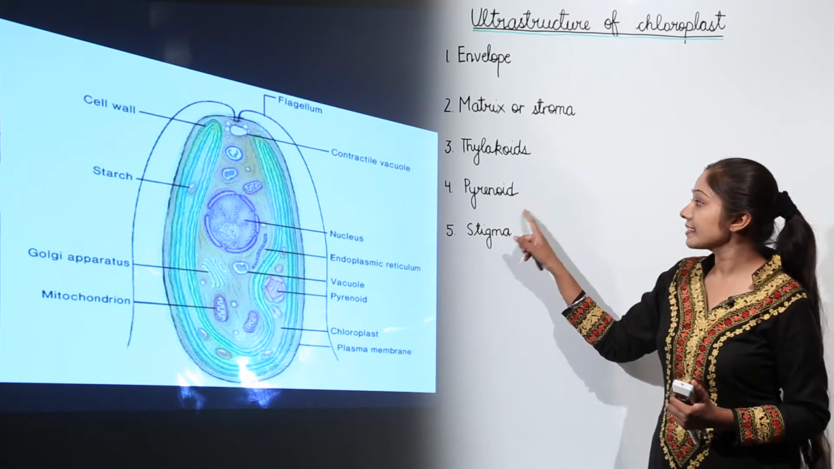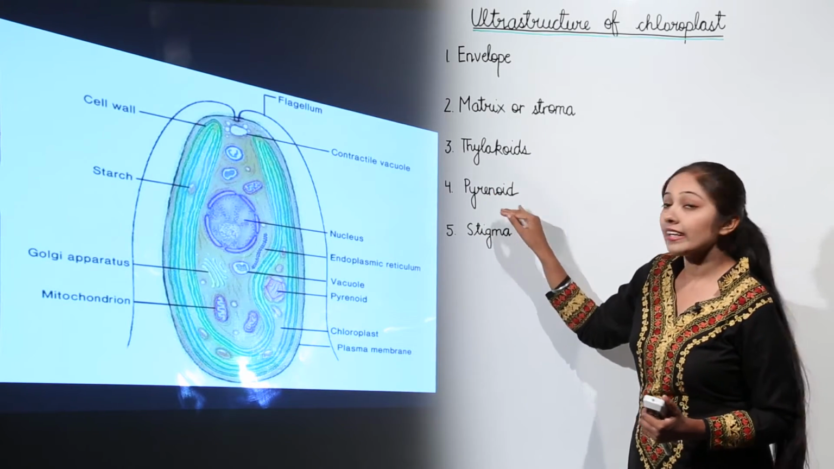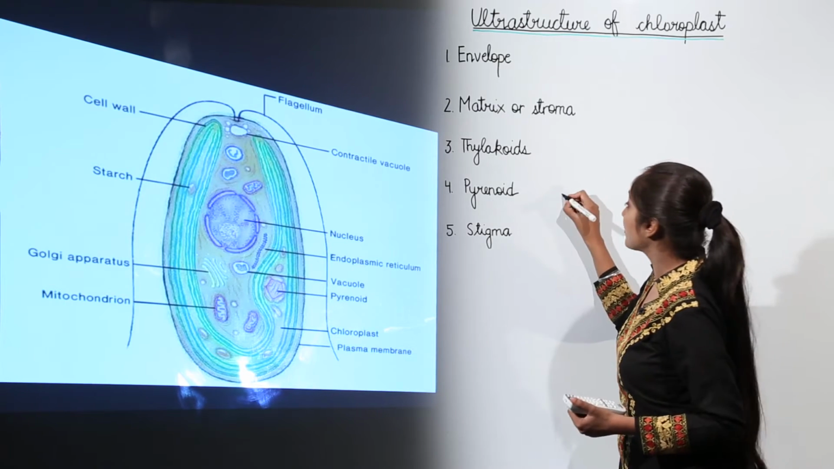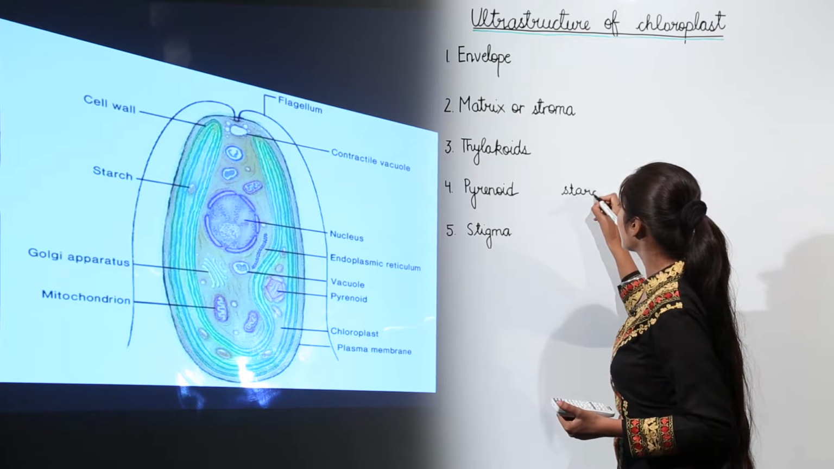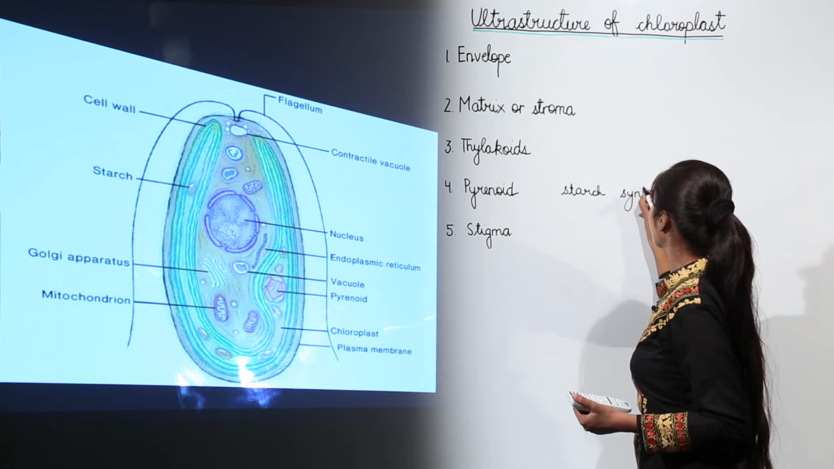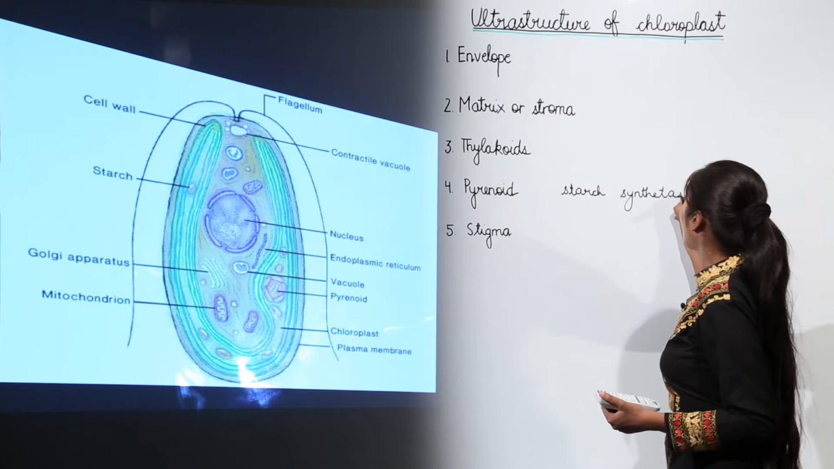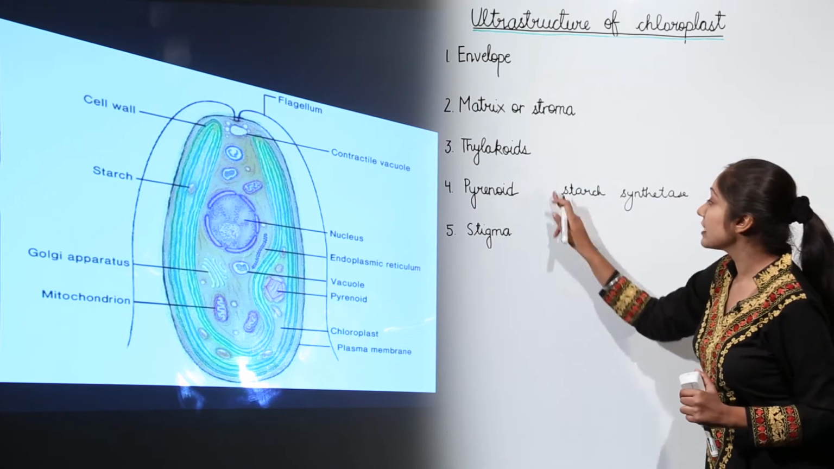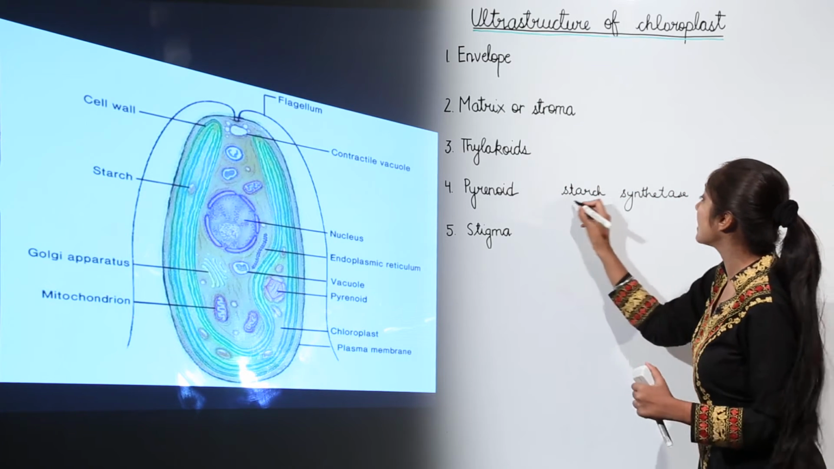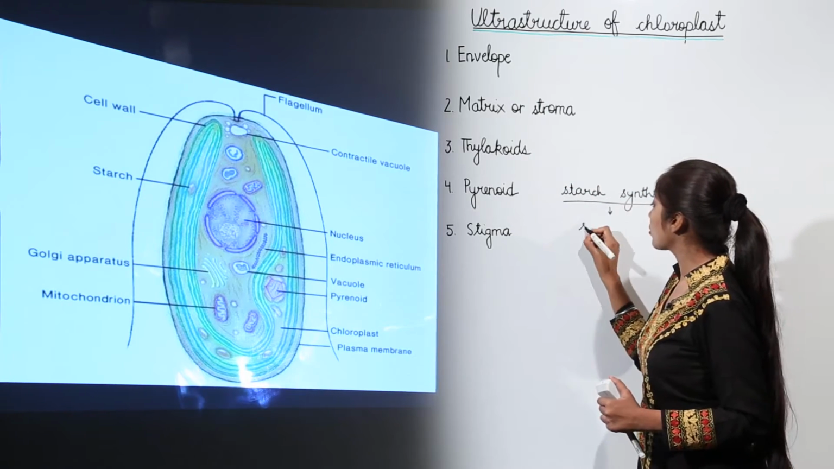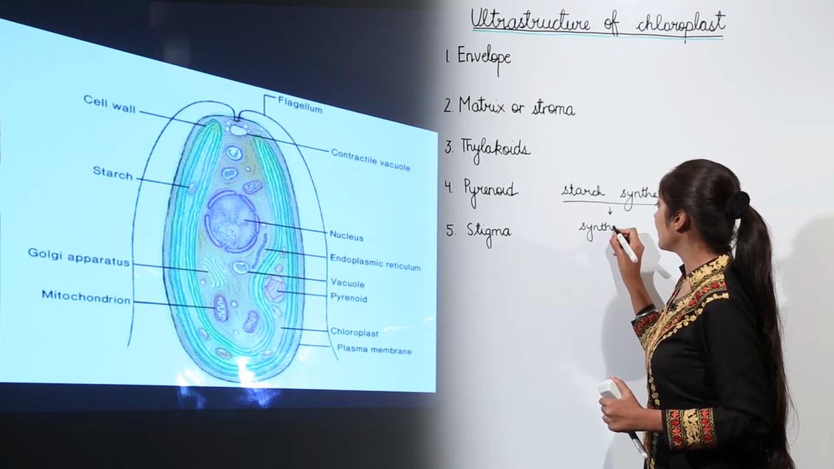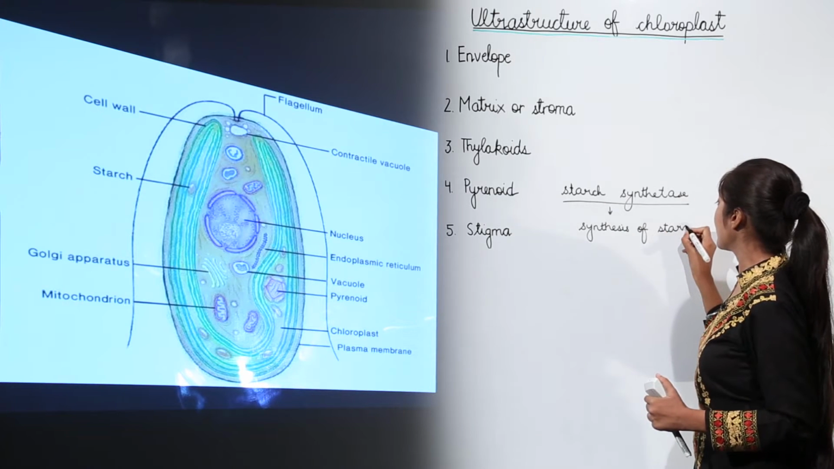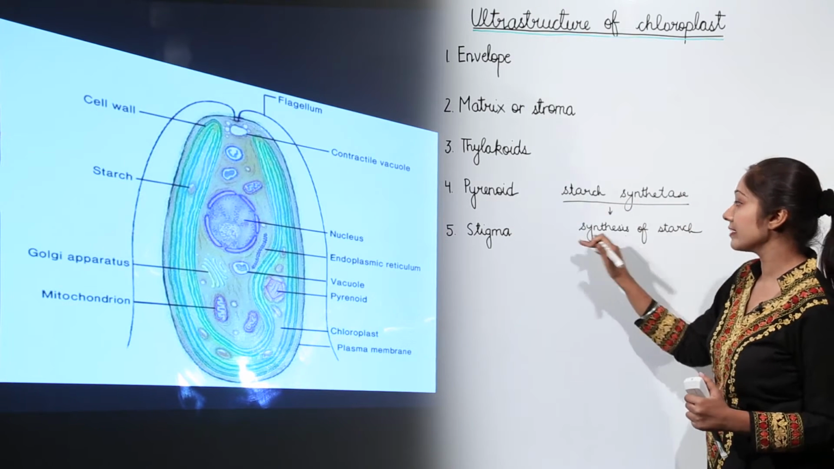Now we are going to discuss these pyrenoids. Pyrenoids are a very special component because they contain an enzyme that is starch synthetase. From the name itself, it is going to be very clear to you that this enzyme is going to help in the synthesis of starch. This is going to help in what? In the synthesis of starch.